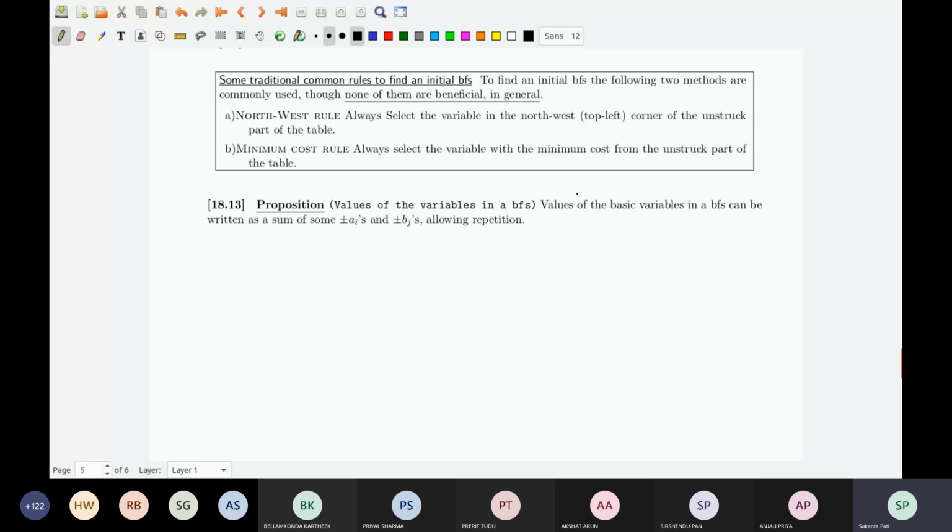The values of the basic variables in a BFS, you can always write them as a summation of plus or minus a_i's and plus or minus b_j's, allowing repetition. Why is that? Now suppose that you are looking at a basis. Okay, so I am just looking at the transportation array.